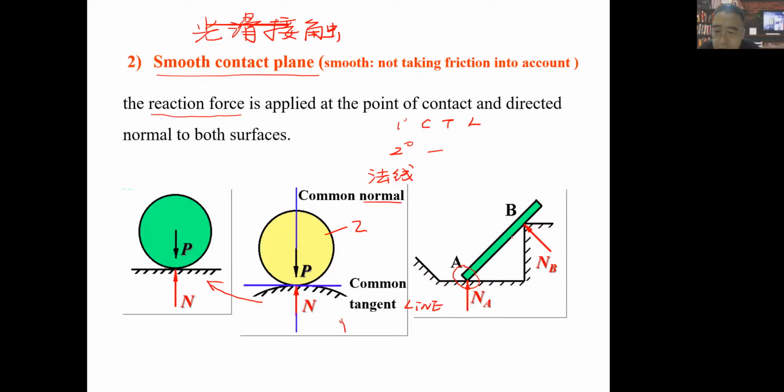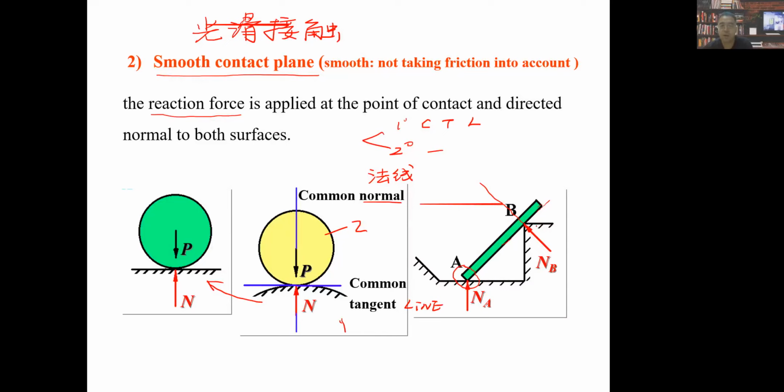And this, we also should follow these two steps. So first, we should draw this common tangent line here, right? Then we should draw through the contact point the common normal line here. Then our reaction force should always be along this direction and try to prevent the capable movement. Can you guys understand me? Right? So we should know how to draw this kind of reaction force.